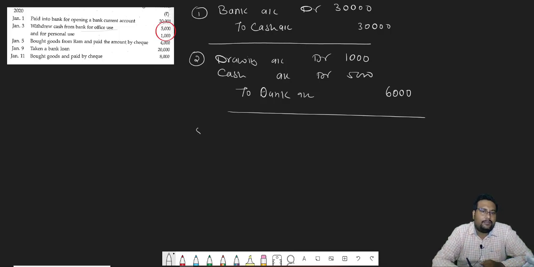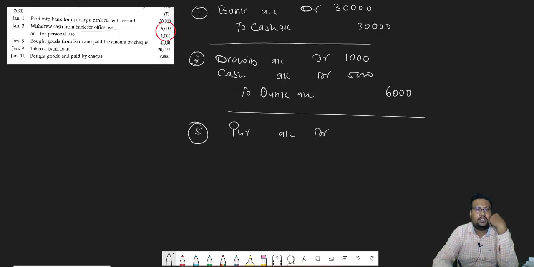Third, January 5. Bought goods from Ram and paid the amount by check. What thing is coming into the business? Goods. Okay. So purchase account debit. How much? 4,000. And you are paying the amount by check.